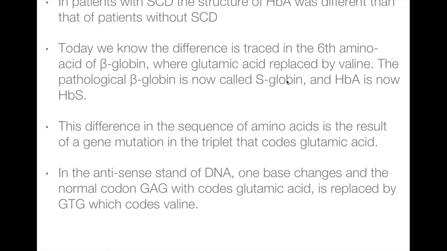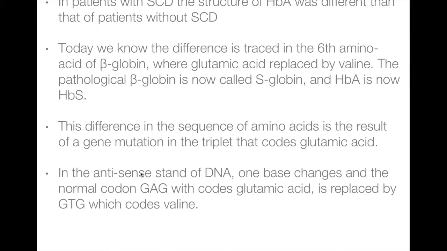And hemoglobin with 2 alpha chains and 2 S chains, 2 alpha globin and 2 S globin, is called HbS. So people with sickle cell disease have HbS as their main hemoglobin molecule. Now, this difference in the sequence of amino acids is the result of a gene mutation in the triplet that codes glutamic acid.